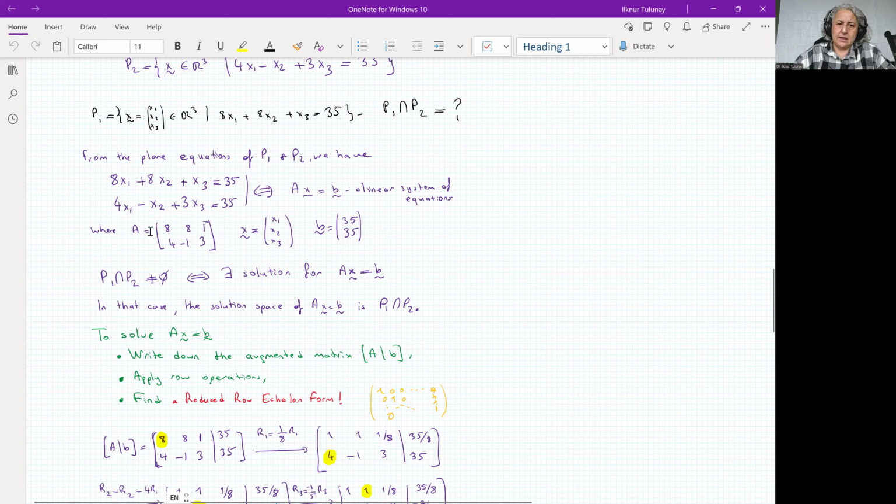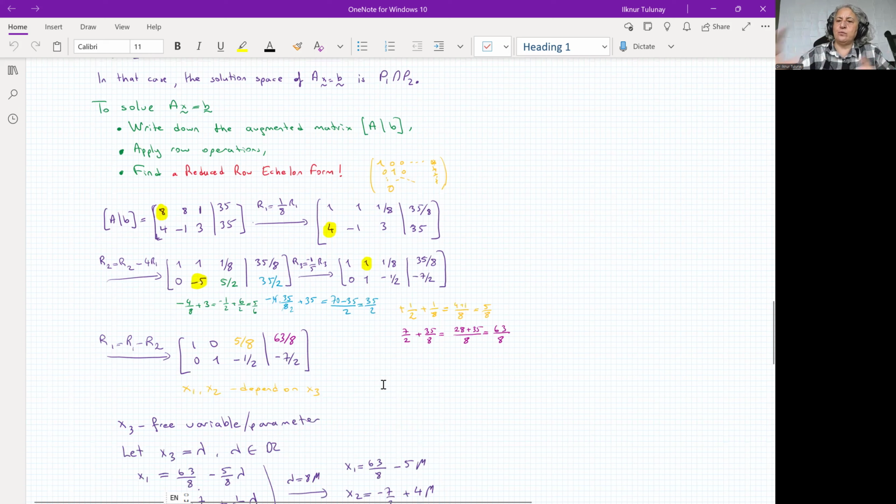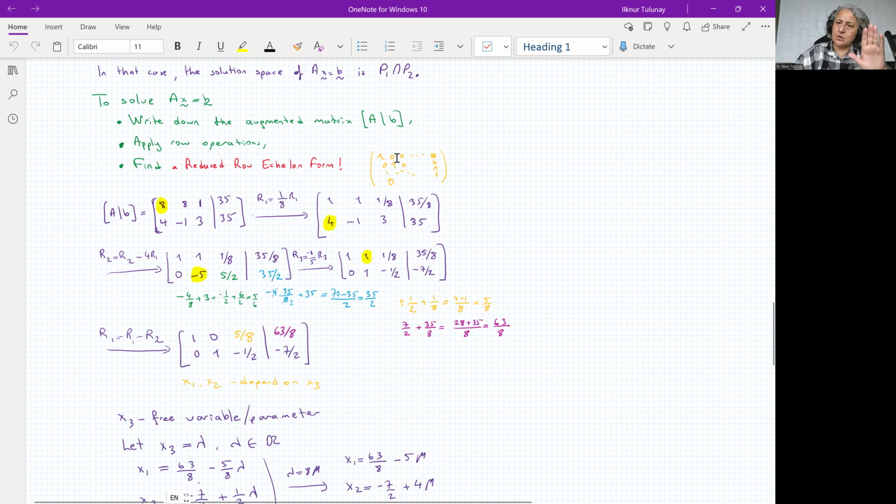So the coefficient matrix is 8, 8, 1, 4, -1, 3, and so on. How do we solve a linear system of equations? We practiced this before. We write down the augmented matrix first, and then we apply the row operations. We would like to get the reduced row echelon form. It is enough to get row echelon form, but I prefer the reduced one, which means you get an identity form in the left-hand corner when you reduce the system.